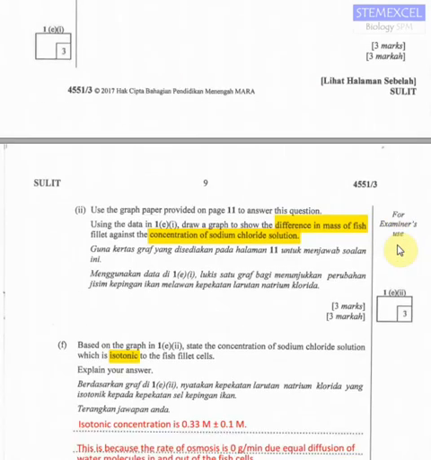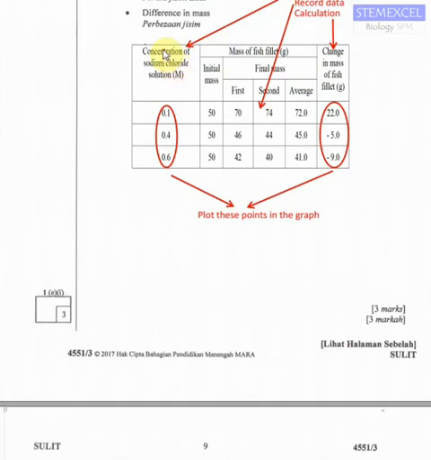So once you have constructed the table, the next part usually will ask you to construct a graph on the graph paper that is provided in the question paper. Here you need to pay careful attention to the type of graph, and also what aspects you need to plot onto the graph. Here they ask you to draw a graph showing the difference in the mass of fish against concentration of sodium chloride. So this means you need to plot the concentration of sodium chloride against the difference in mass of fish, or the change in mass of fish, so this one here, and not the average. So these are the two data that need to be plotted onto the graph.